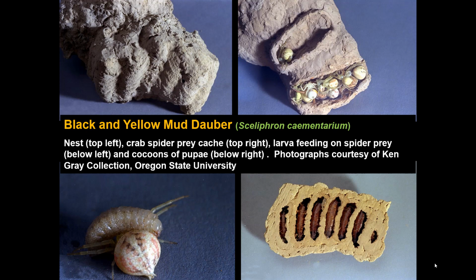The picture on the lower right is the mud nest taken off the building, and that cellophane-looking brown material is the envelope of the pupa. And often they will stay as a larva through the winter and then pupate the next spring.